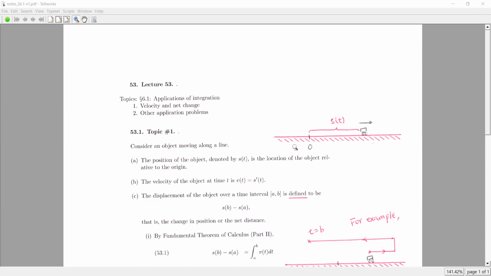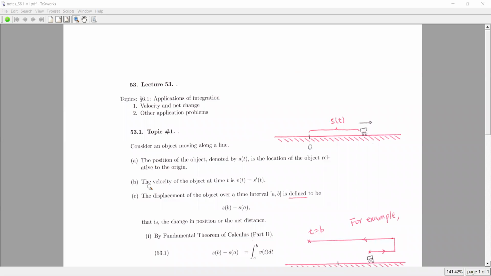For example, in this diagram, if we consider the east is the positive moving direction, and the west is the negative moving direction. Then, when the object is to the right of the origin, its position is positive. When the object is to the left of the origin, its position is negative.